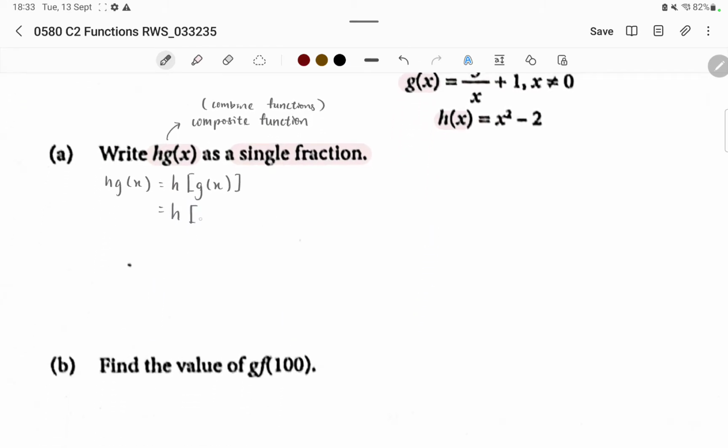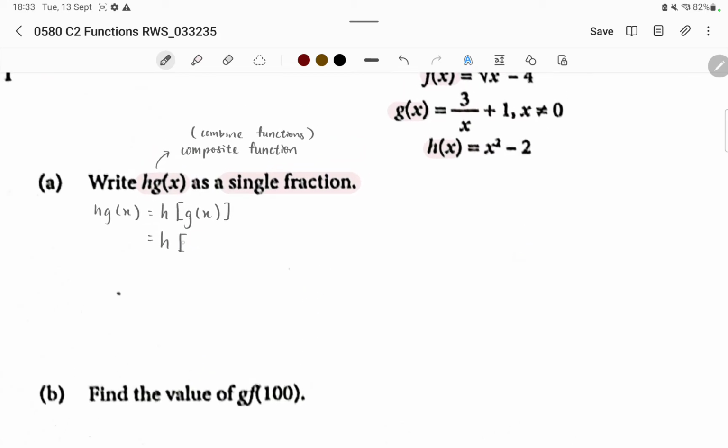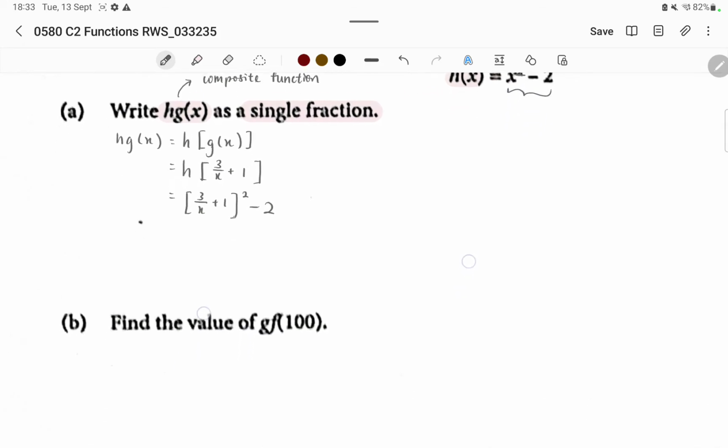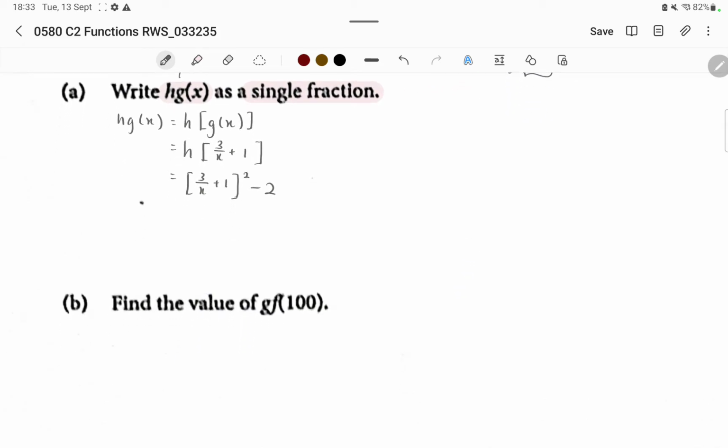h[3 over x plus 1], and then close bracket. h(x) is, this one should be cube. So this whole thing cubed, minus 2. This one is from h(x). And then you try to simplify it.